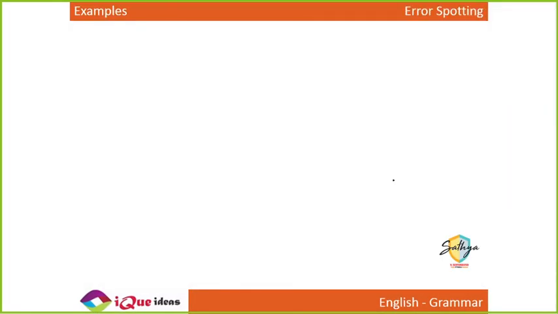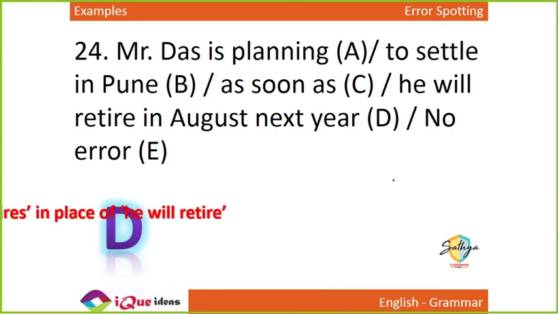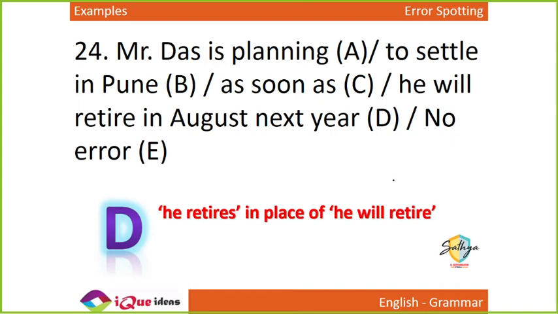Next one. Mr. Das is planning to settle in Pune as soon as he will retire in August next year. Most of you are getting this one right. Very nice. Obviously, "will retire" won't come. So, Mr. Das is planning to settle in Pune as soon as he retires in August next year. That's it. Majority of you got it right.